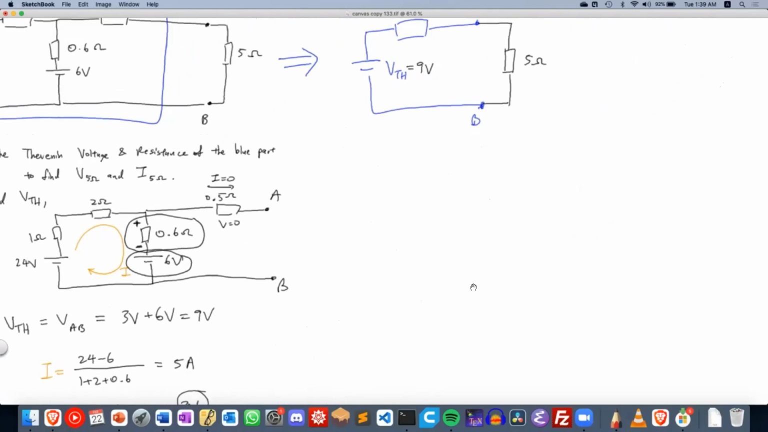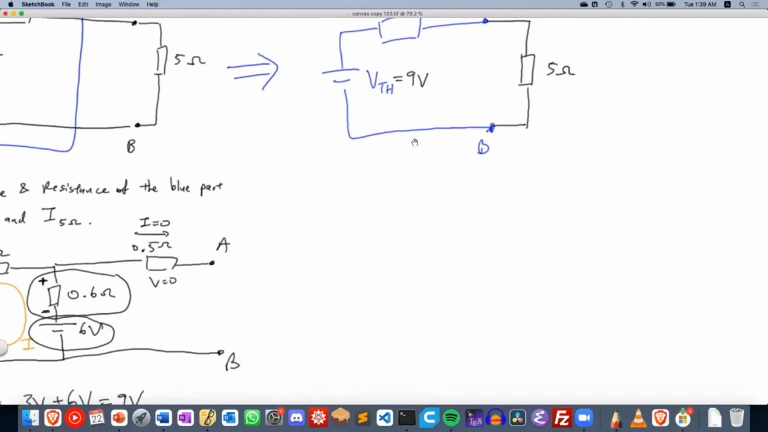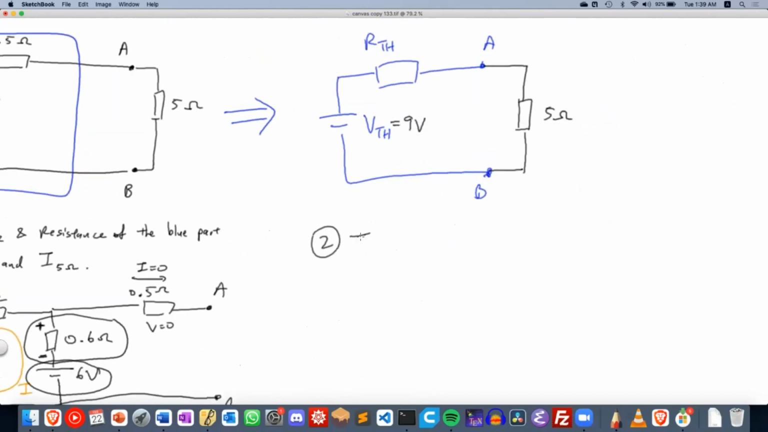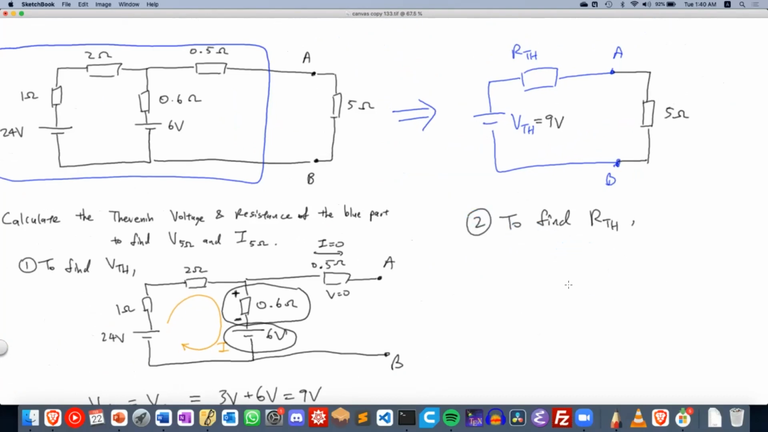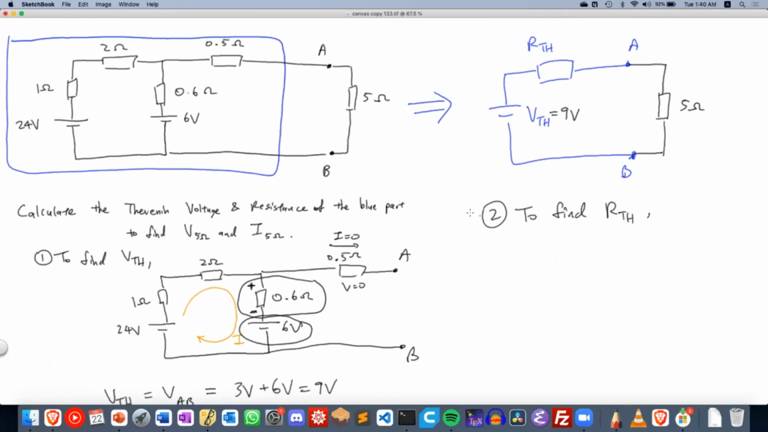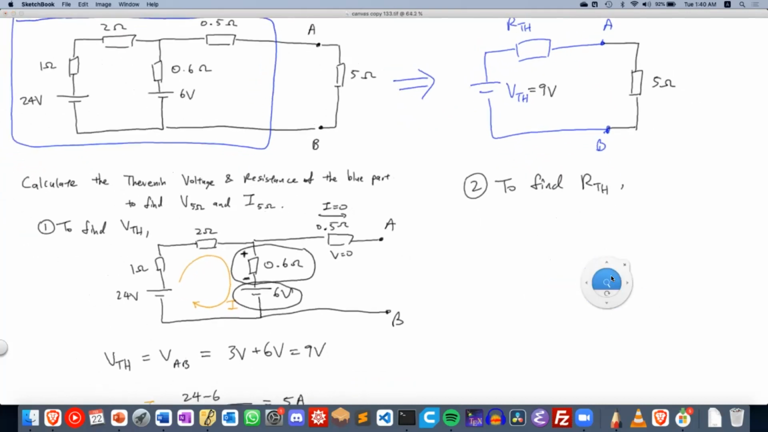Now to find the Thevenin resistance, we remove the load once again, and we remove all the voltage sources. We remove all the sources and replace them with short circuits. For Thevenin's theorem, if it's a voltage source, then we replace it with a short circuit, but if it's a current source, then we replace it with an open circuit. In this case, both are voltage sources, so let's replace them with short circuits.